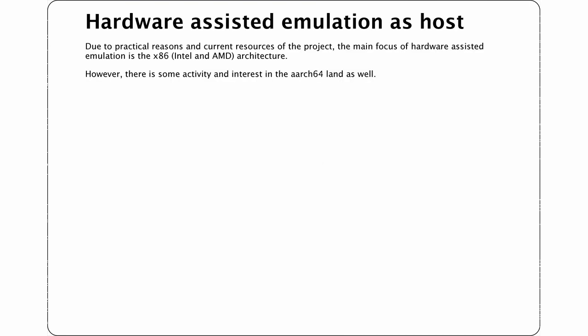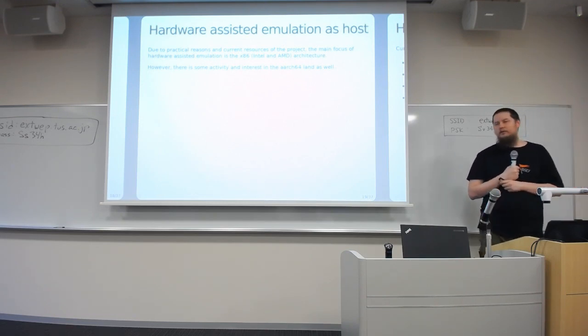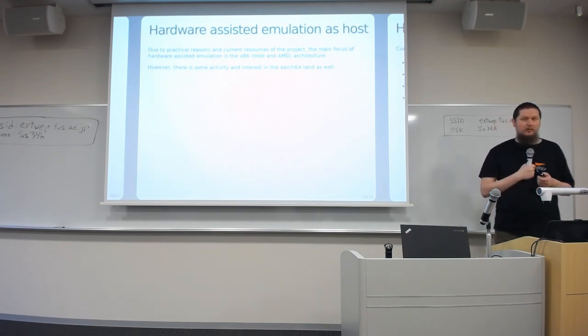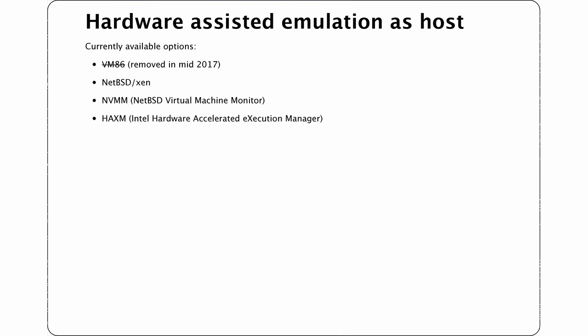Right now, the main focus of the NetBSD project is to support hardware features for emulation in the x86 port, mostly the 64-bit version. However, there's also some interest in the ARM community, mainly for the 64-bit platform. We have three options right now. We used to have a fourth one, VM86. The current options are Xen, NetBSD Xen, NVMM, NetBSD Virtual Machine Monitor, and HAXM, Intel Hardware Accelerated Execution Manager.